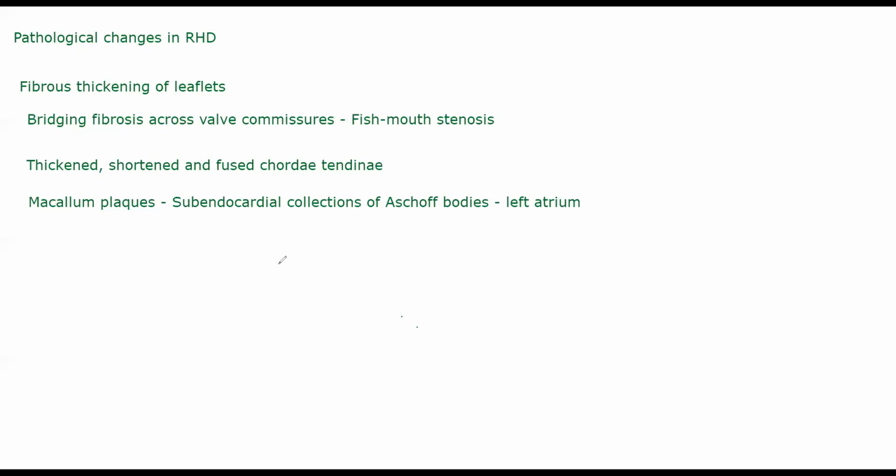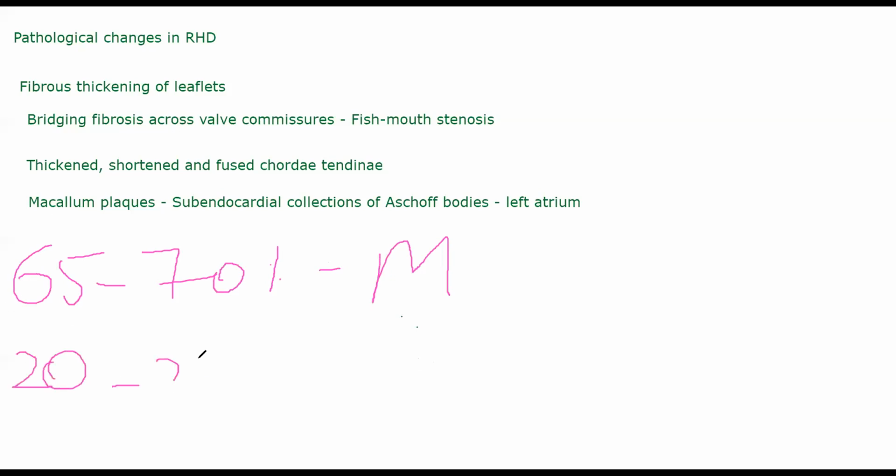Now, specifically talking about RHD, the effect will mostly be seen on your mitral valve. Specifically, in 65 to 70% of the cases, only mitral valve involvement will be seen, and in around 20 to 25% of the cases, you will see mitral plus aortic valve. All right. Very rarely you will see the other two valves. Tricuspid and pulmonary valve will be very rarely and very less frequently involved.